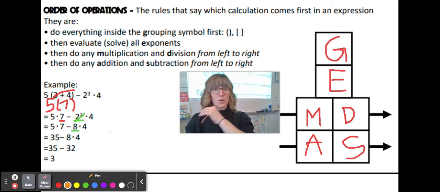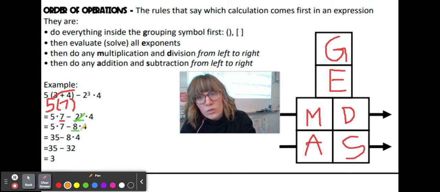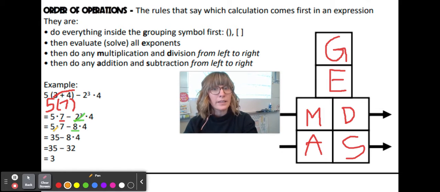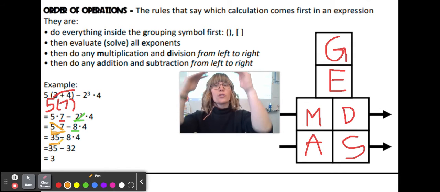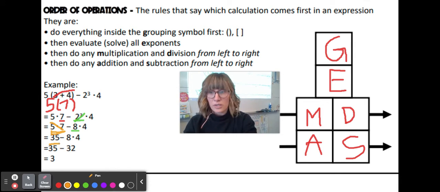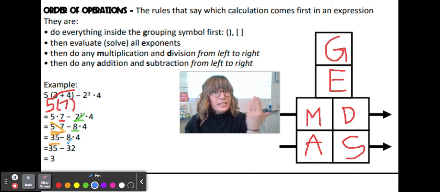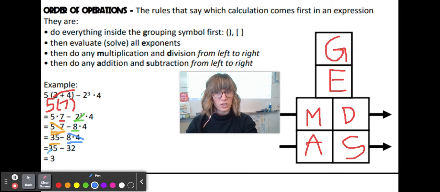Multiply, divide. So multiply, divide, left to right. We have 2 sets of multiplication. We're going to start on the left, 5 times 7, and call that no longer a 5 times 7, we'll call it a 35. Drop down everything you haven't used. Okay, so now we have multiply, divide. We still have multiplication, so let's do the next one. We have 8 times 4. We're not going to call it an 8 times 4 anymore. We're going to call it a 32. So we now have 35 minus 32.